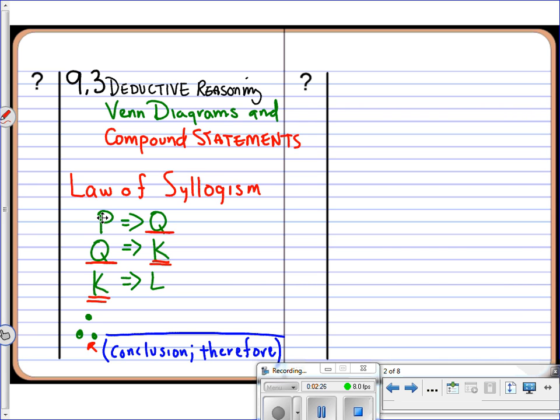So if I have P then Q, and Q then K, and then K then L, what conclusion can I make? Using the law of syllogism, I have a specific answer here. If P happens, then I can assume L will happen. And it's just a series, like a chain of events.